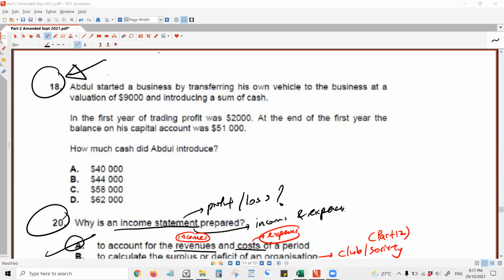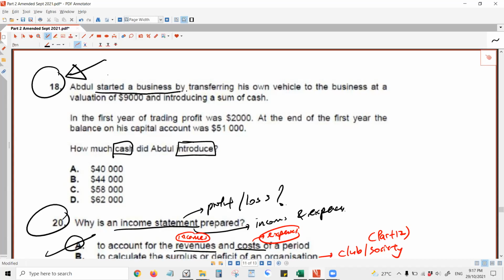It's asking you how much cash did Abdul introduce. Whenever you see the word introduce, it means additional capital. Okay, the owner puts things into the business. The owner invests things into the business. Sometimes it can be money, sometimes it can be any other thing.